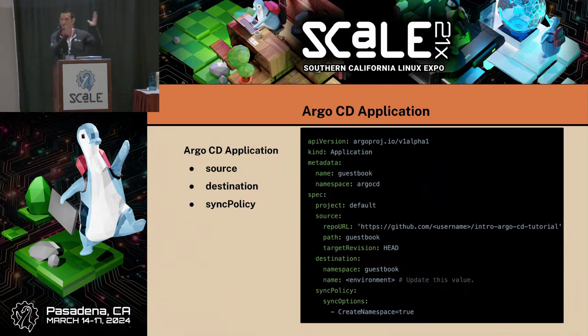Saying, all right, this is my source, and this destination, I want you to make this alike. And then you have sync policies where it's like if the namespace isn't there, create it for me before I start trying to apply these things. There's other sync policies like retries, auto heal, things like that. We're going to go over those in the workshop, right? You're going to see some of these sync policies in action as well. But it's essentially a CRD where you define your source and destination and your sync policy.